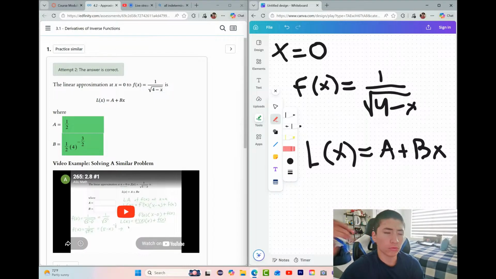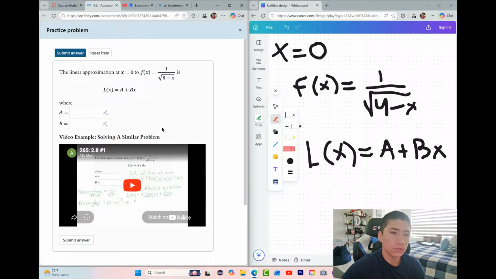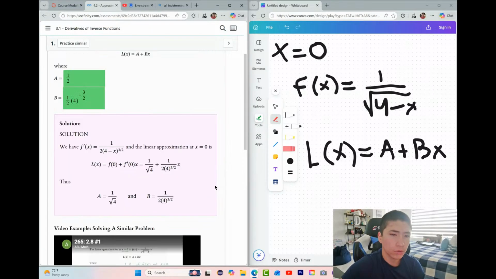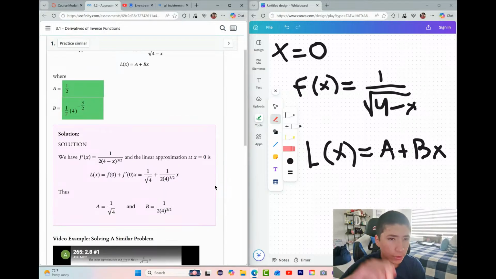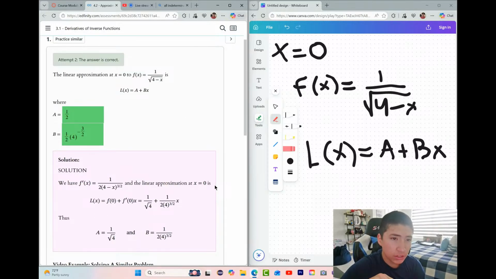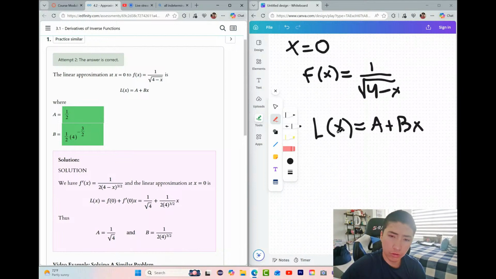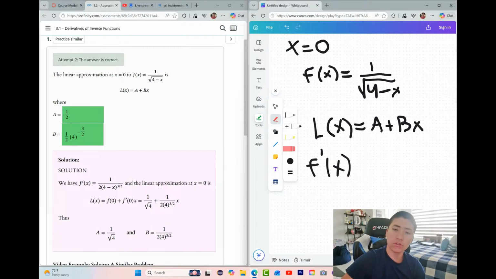So what are we going to do? How do we do this? Oh yeah, how did we do this? So we have f prime of x equals, so we find the derivative. Why? Oh, okay. Well, if we want to construct the equation, yeah. So here we get f prime of x equals 1 over, yeah.